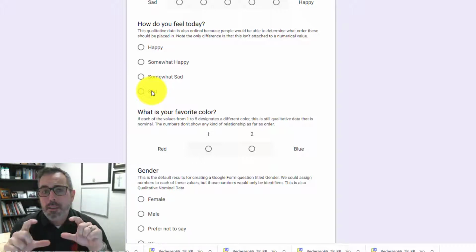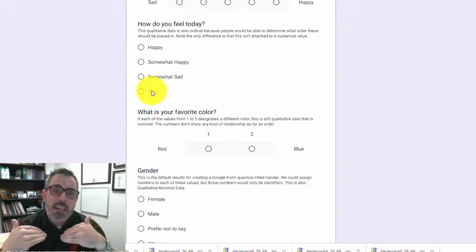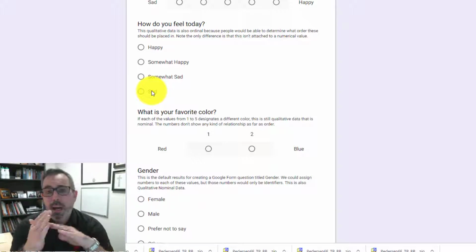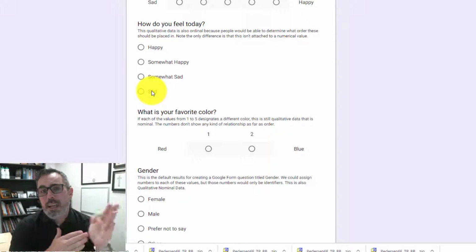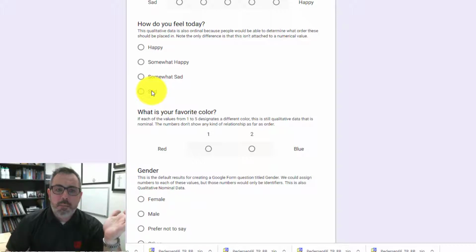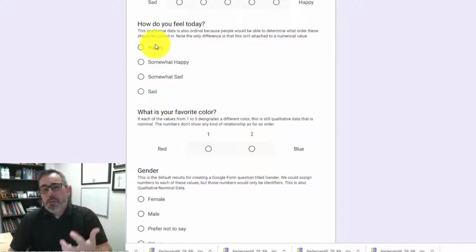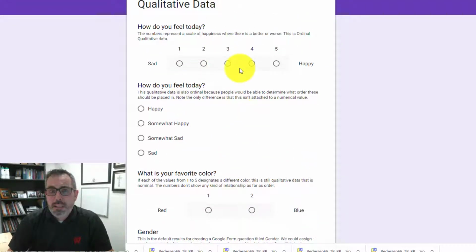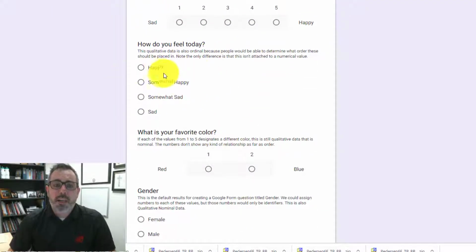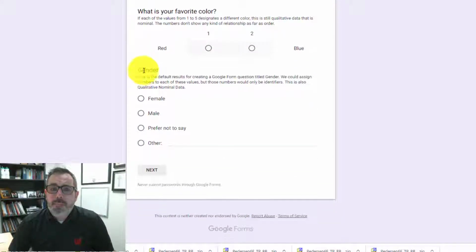The idea of qualitative data is then, is it going to be nominal or ordinal? Can you put this in any kind of order or hierarchy? I would argue that yes, you can decide what order you want to put sad, somewhat happy, or happy in. So this is ordinal. Both of these are ordinal data that describe a quality, like how happy you are.